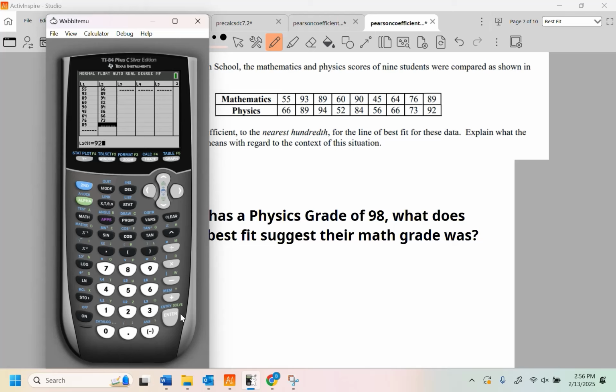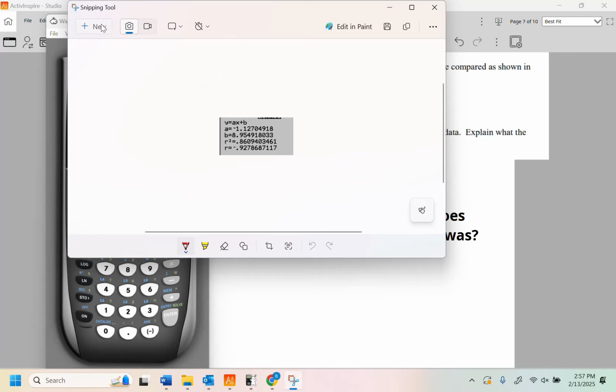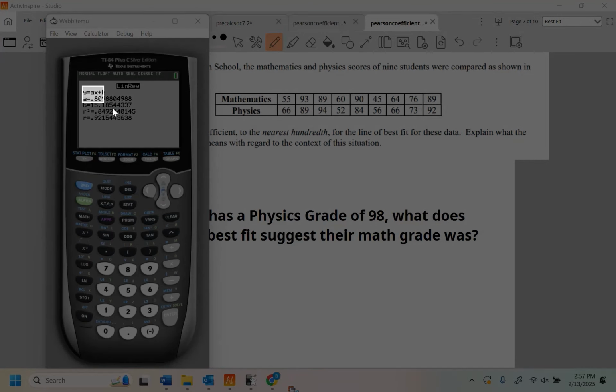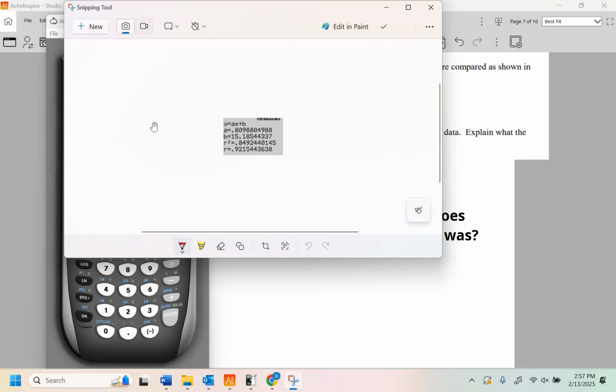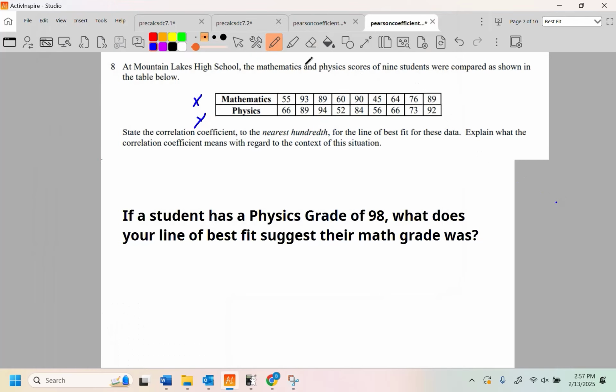And then you go through the old run-of-the-mill stuff here. Stat, calc, choice 4 is linear regression. Scroll down to C-A-L-C-U-L-A-T-E, calculate. And you will have your regression equation. And here she is.